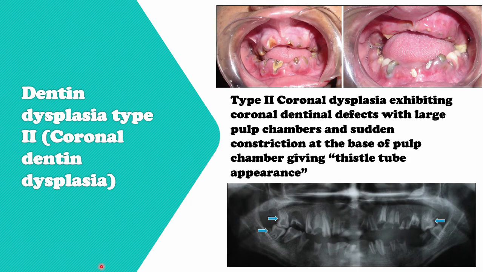This is dentin dysplasia type 2, also known as coronal dentin dysplasia. Here we have the reverse of dentin dysplasia type 1, where the coronal aspects of the teeth are affected. If we look at the radiographs, the roots look unaffected.